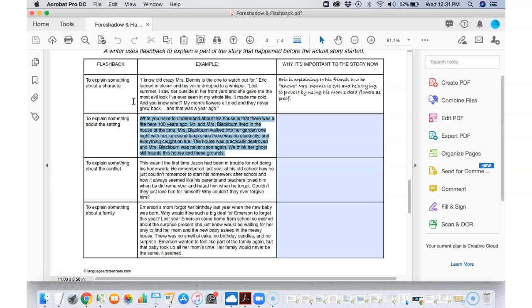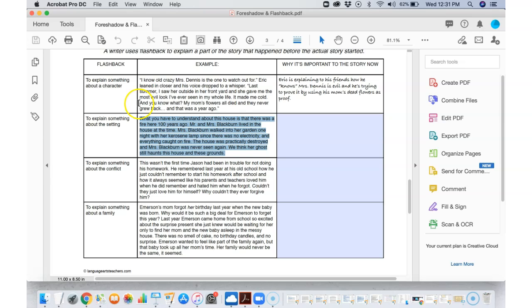and Mrs. Blackburn lived in the house at the time. Mrs. Blackburn walked into her garden one night with her kerosene lamp, since there was no electricity, and everything caught on fire. The house was practically destroyed, and Mrs. Blackburn was never seen again. We think her ghost still haunts the house and these grounds.